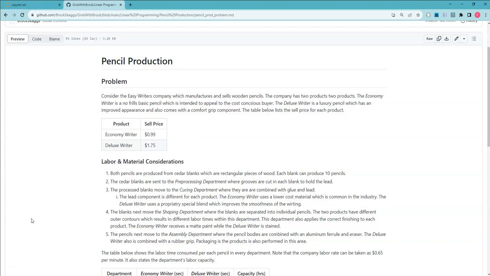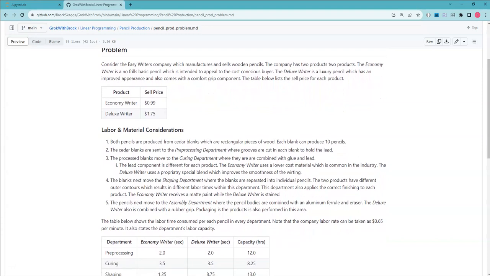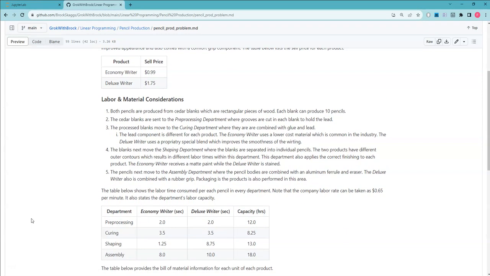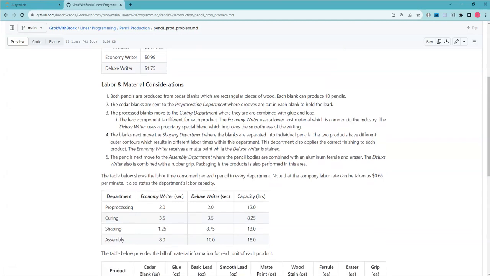The ultimate goal here is to maximize the total profit that is generated through this production run. So we know the sell prices of each product, but we also have to keep in consideration the labor and material constraints that we need to acknowledge.